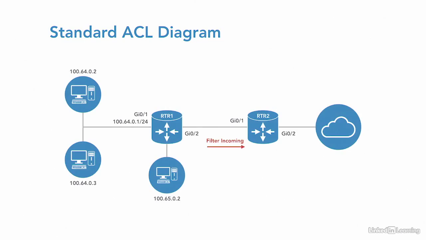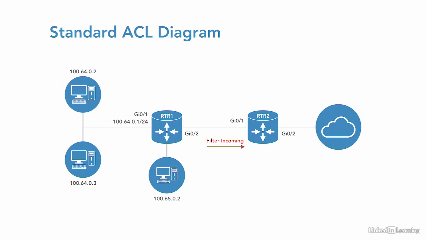I'm going to start with the simplest and oldest form of ACL, the standard numbered ACL. When I hear standard, I remember that only the source address is matched. And when I hear numbered, I remember that it is represented as a number from 1 to 99 or 1300 to 1999. Take this diagram for example.